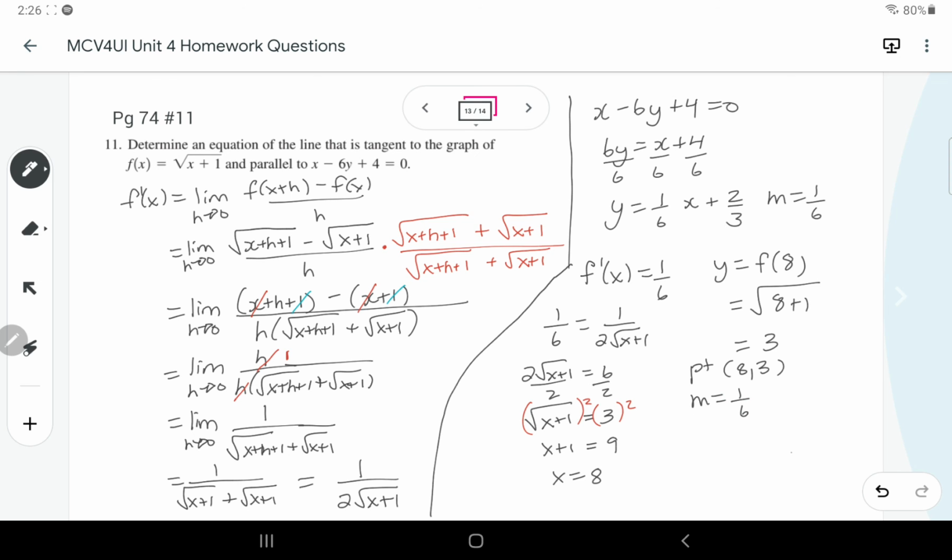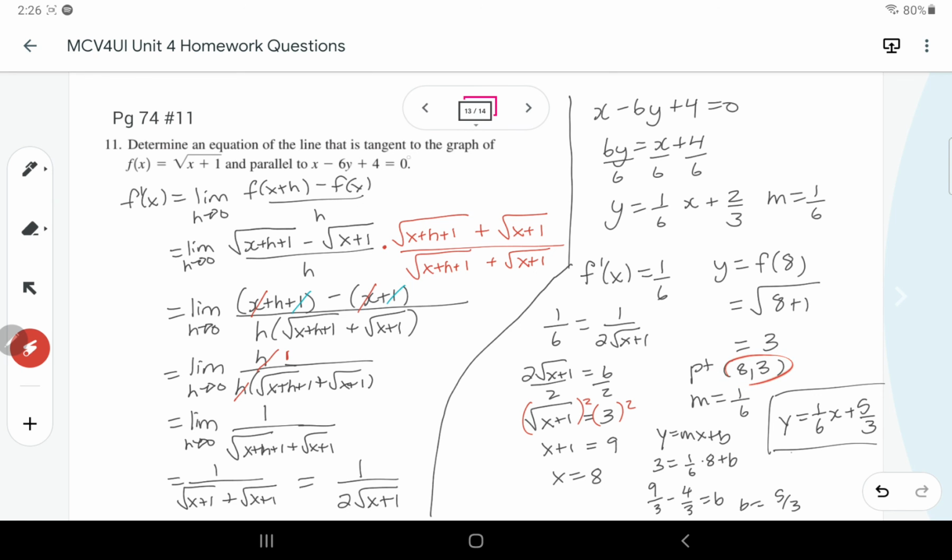I'm very tight for space here, but hopefully we're all okay if I squeeze this in. So I get 3 equals 1 over 6 times 8 plus b. 8 over 6 is 4 over 3, so that's 9 over 3 minus 4 over 3 equals b. b is 5/3. Y equals 1/6 x plus 5/3. So that is the equation of the tangent through this point (8, 3) that is parallel to the given line.